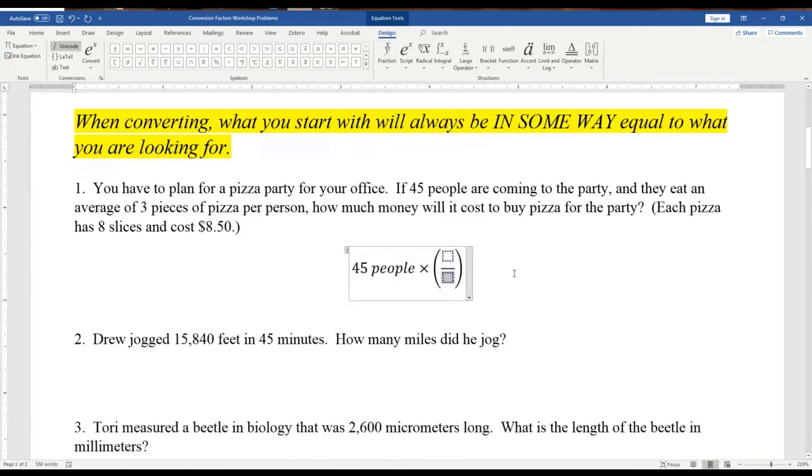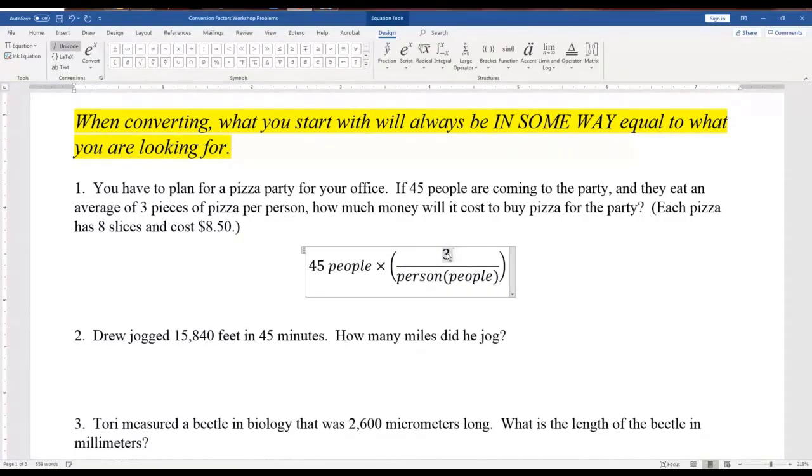So I know that what's going to have to go on the bottom is people or person. All right. So what relates to a person? How can I relate a person to something else? Is there any sort of relationship that's in the problem? The slices of pizza, yep, the amount they eat, exactly. So it's 3 pieces of pizza for every one person.